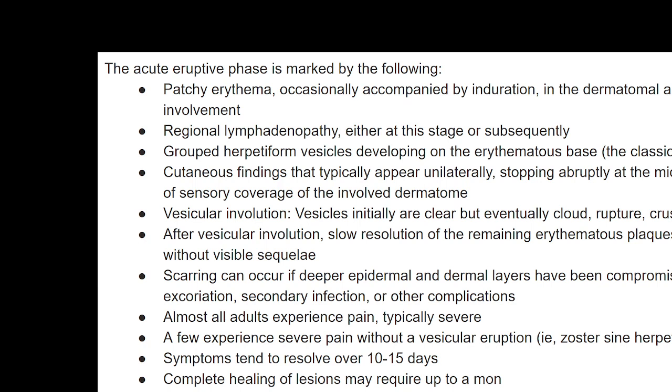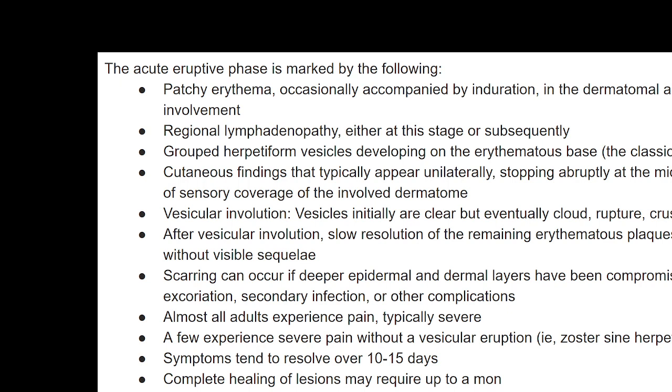The acute eruptive phase is marked by the typical presentation. Initially it starts with patchy erythema, and there will be mild induration. If you palpate, that area will become somewhat firm, in a specific dermatomal area. So that specific distribution of a dermatome is very characteristic. Most of the time it is unilateral. So when it is limited to one side and the erythema is seen over a dermatome area, you may have some diagnosis of herpes.